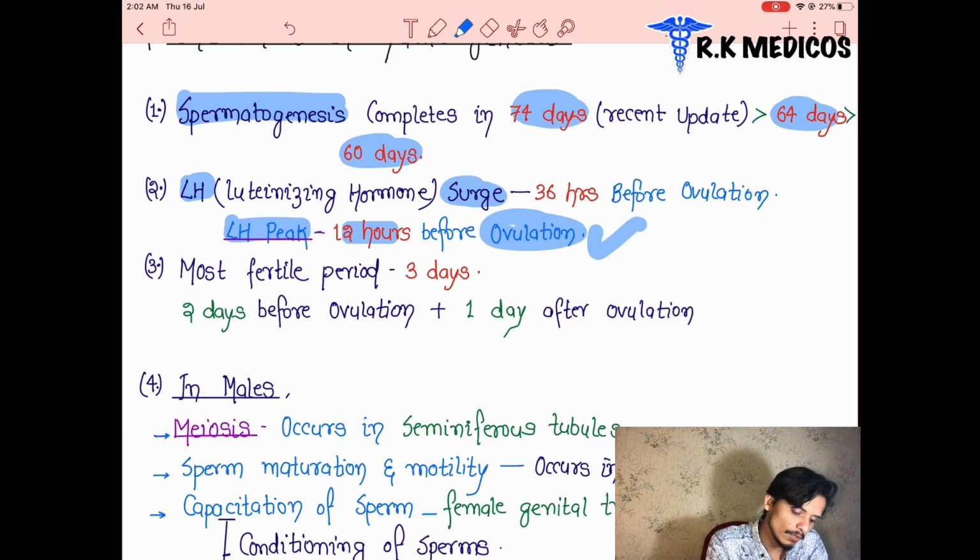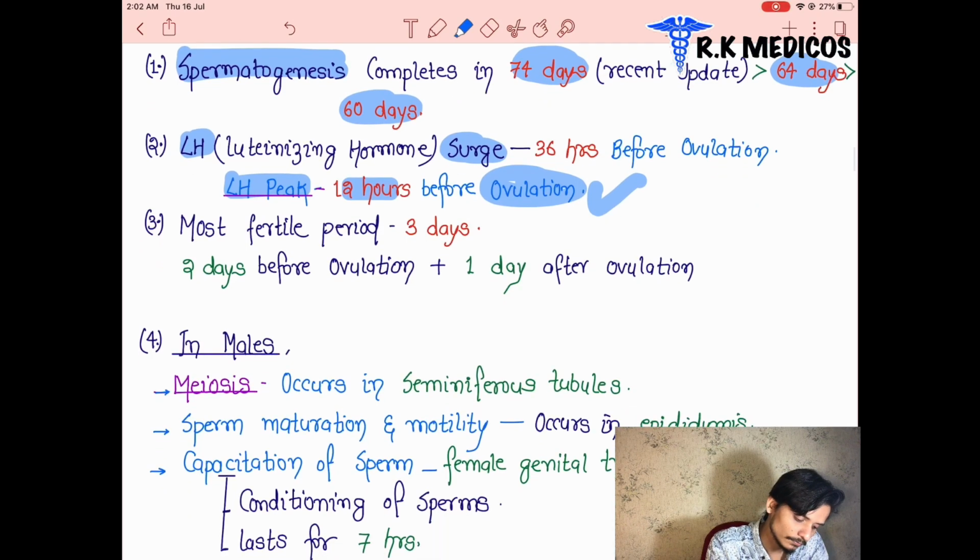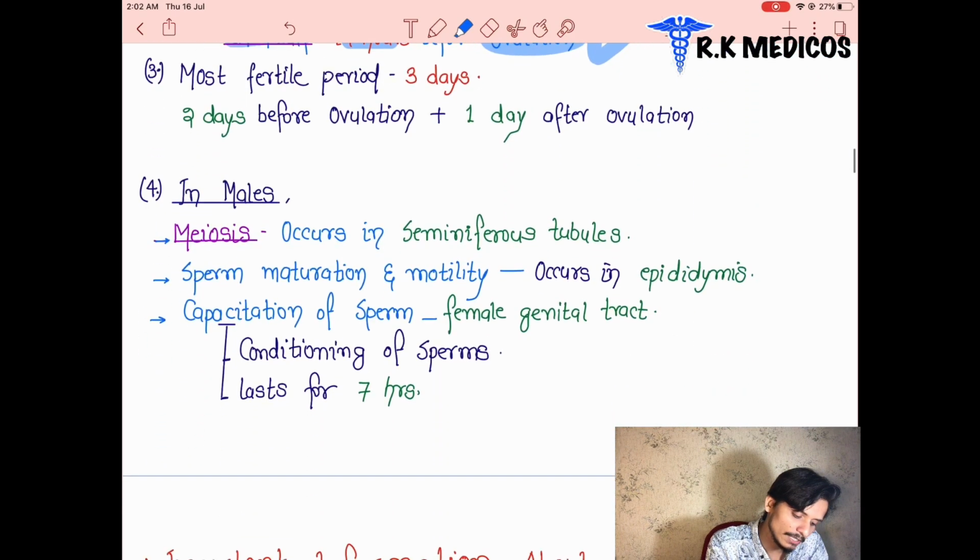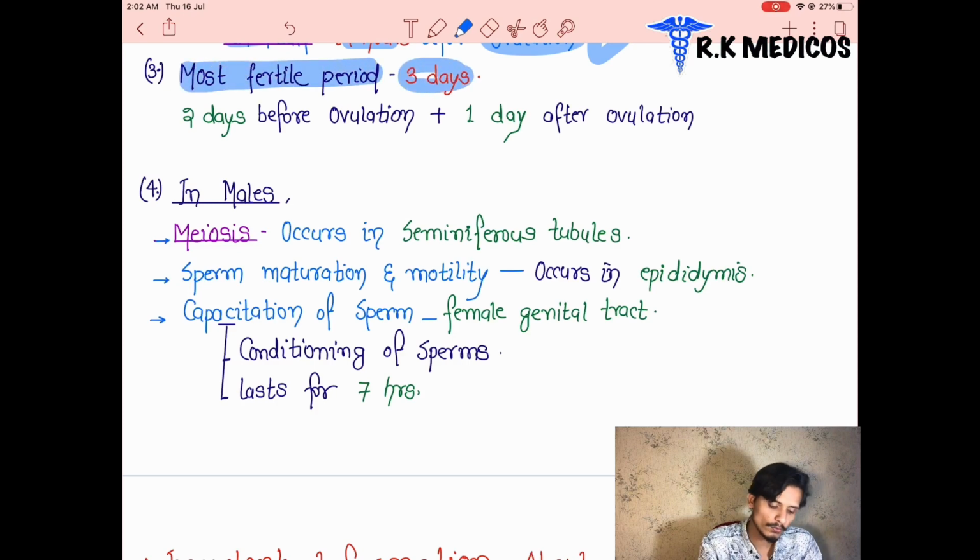Next we can see the fertile period of the female. The most fertile period is 3 days. The 2 days before ovulation, when the female is ovulating, she is more fertile, and the 1 day after ovulation. So these are the most important points here.